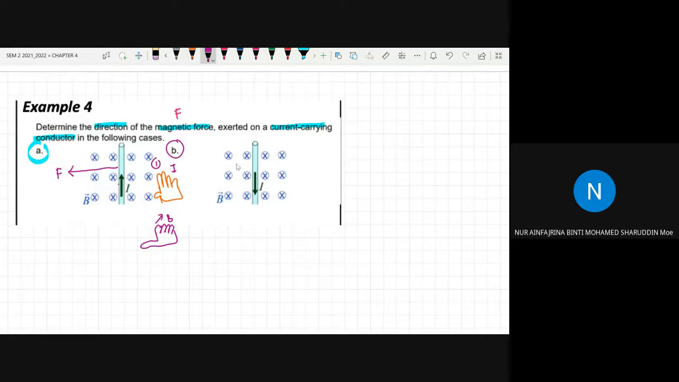Okay, now how about B? So your direction of current is downwards. So all your fingers must point downwards. Okay, all your fingers point downwards. Okay, now look at whether your magnetic field is into the page or out of the page. Into the page. So when it is into the page, you curl your fingers towards, going in. Okay, into the page. So which direction is your force? Right. Very good. So your magnetic force is towards the right. Okay, can you?